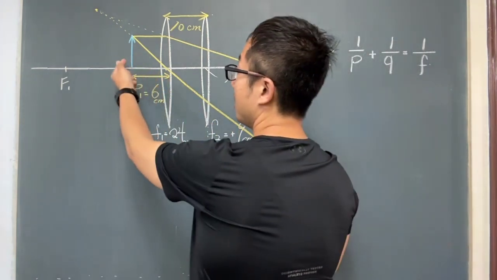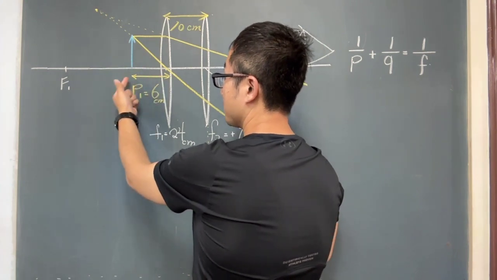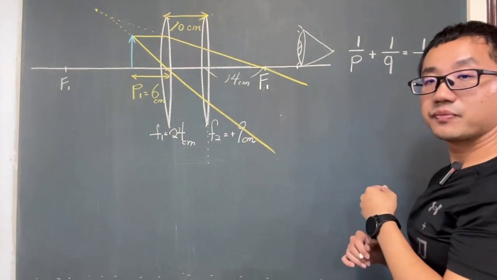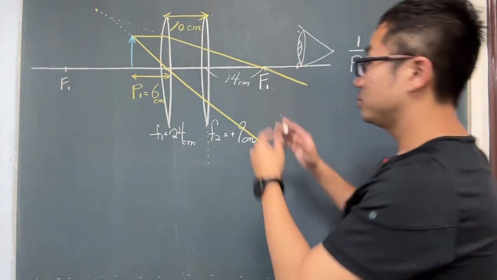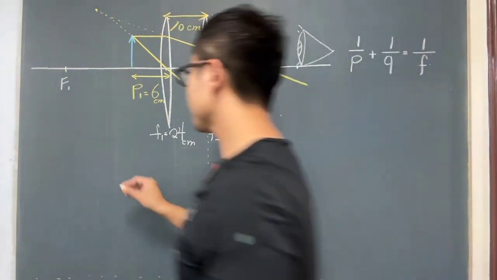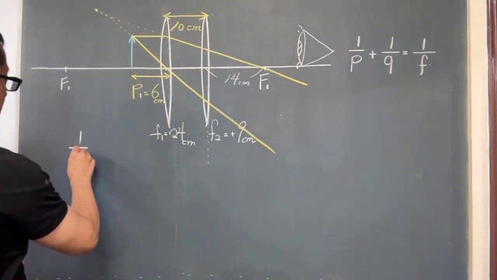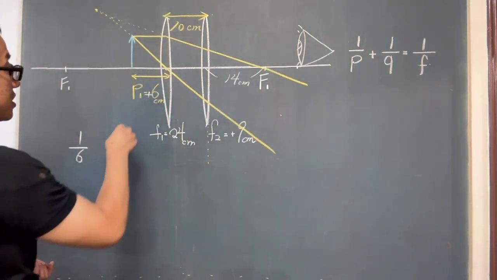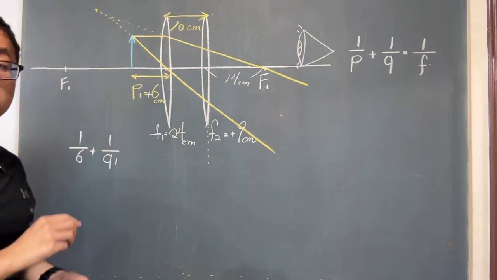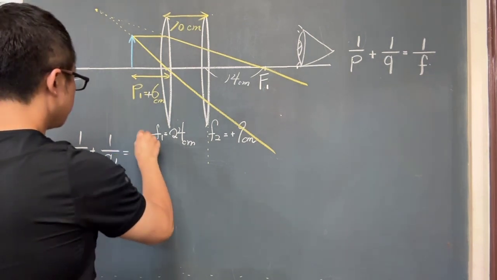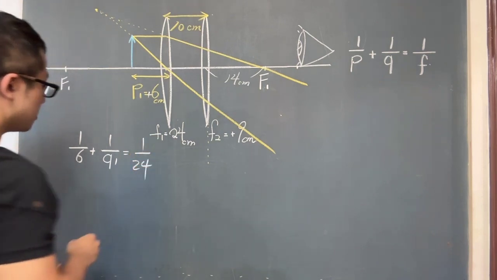For example, we have a blue arrow. This is our object. It's 6 centimeters away from the first lens, so P is 6. I want to find out the exact value for our image, so let's plug all the values into this equation. The first step is 1 divided by the object distance, that is positive 6, plus 1 over Q, where Q is the first image distance, is equal to 1 divided by the focal length. The focal length is positive 24 centimeters.